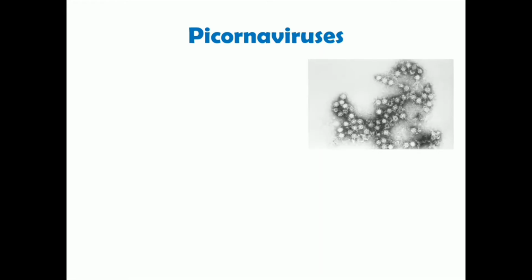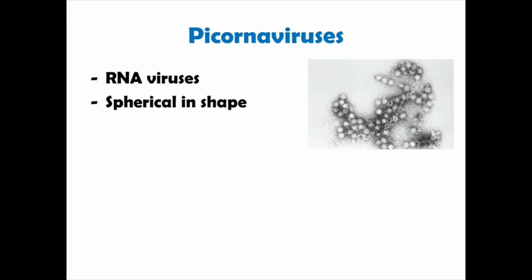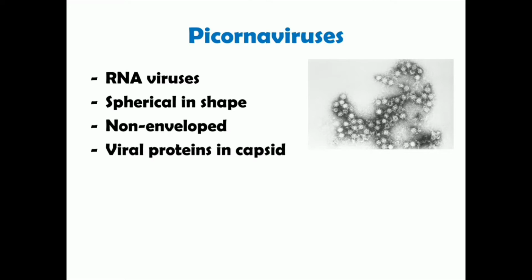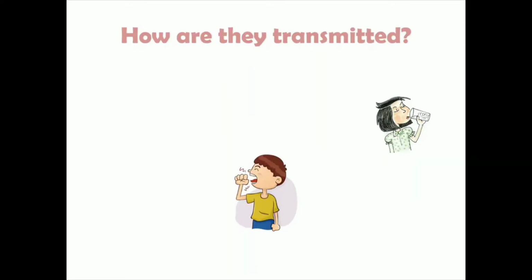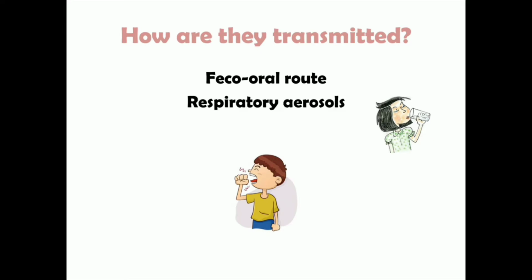Let's see the general description of picornaviruses. They are RNA viruses, spherical in shape, they are non-enveloped, and they have viral proteins in their capsid. How are they transmitted? The most common route of transmission is the fecal-oral route. When you drink contaminated water containing the viral particles, you can get the infection. The other common route of transmission is by respiratory aerosols, which spread in the respiratory droplets from infected patients.